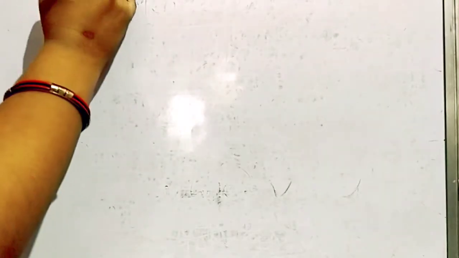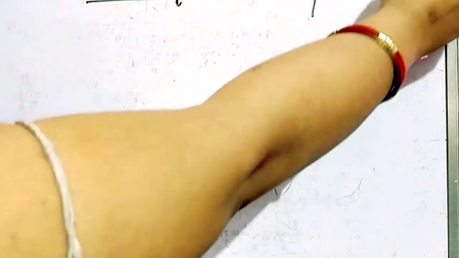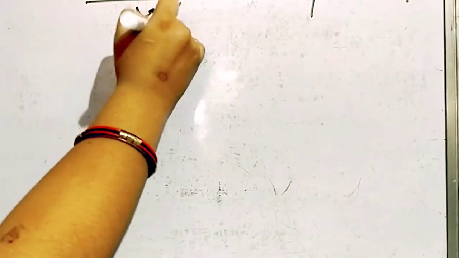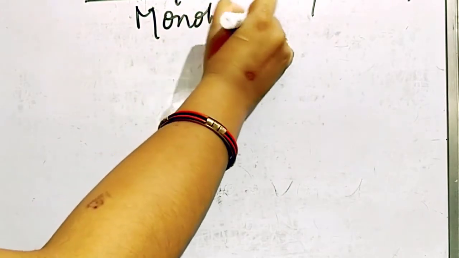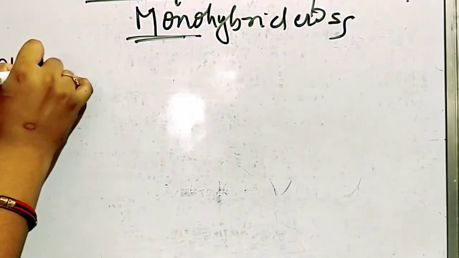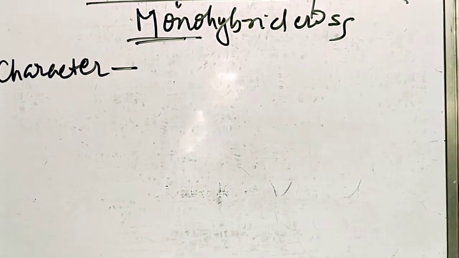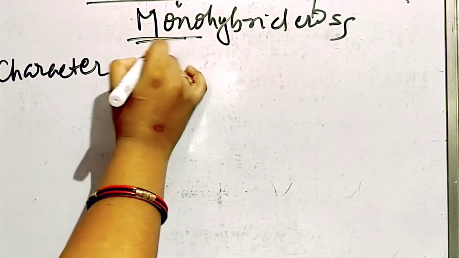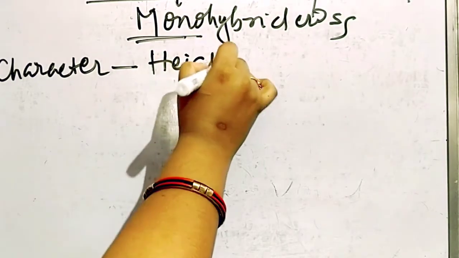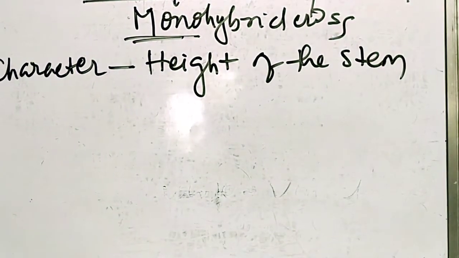First experiment done by Mendel, he has only taken one trait, or one character rather, and that is why it is known as the monohybrid cross. It was called monohybrid, where mono means one, and he has taken only one character, and the name of the character that Mendel has taken was height of the stem. Whose stem? It is the stem of Pisum sativum.